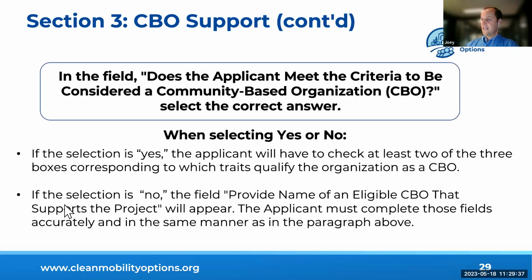All right, so when selecting yes or no for the field, does the applicant meet the criteria to be considered a community-based organization? If selecting yes, you'll have to check at least 2 of those 3 boxes. If you select no, you need to provide the name of an eligible CBO that supports the project, and you must complete those fields accurately and in the same manner as in the paragraph above.